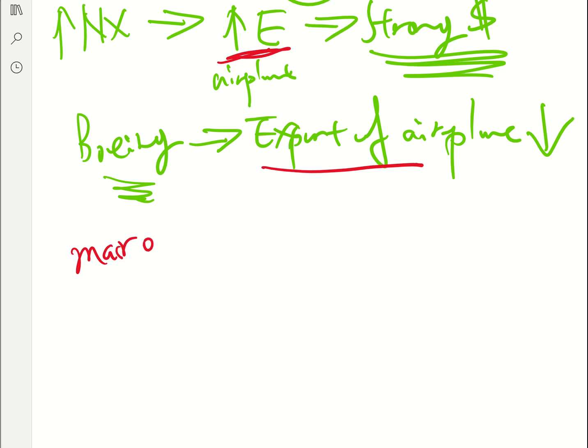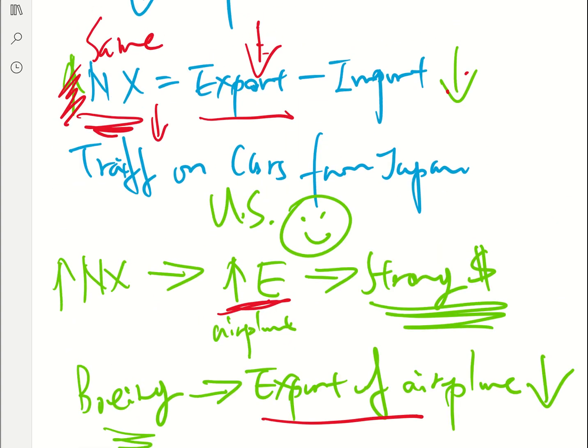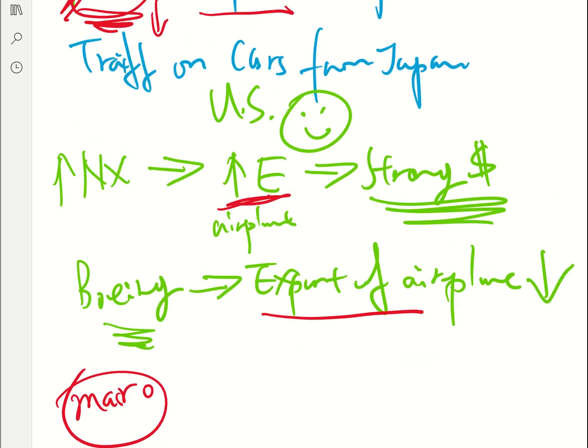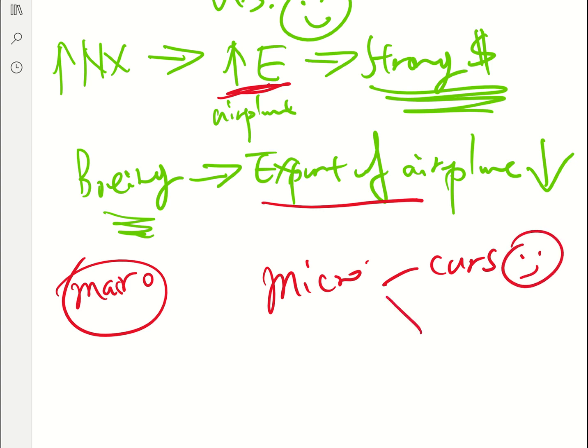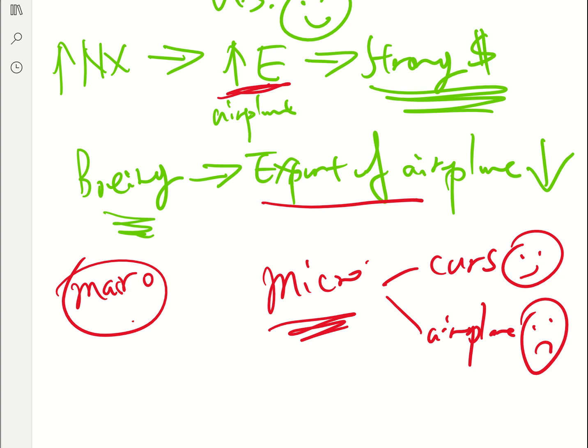Because the macroeconomy is hard to change, because our net export at the end might just stay the same. Now, however, it will have a huge impact on the microeconomy. So especially for the car market. So for cars, our companies are happy. But for the airplane market, the companies like Boeing, they're sad, right? Because they cannot sell that many airplanes anymore. So it has a bigger impact on the microeconomy, but a very minimal impact on the macroeconomy.